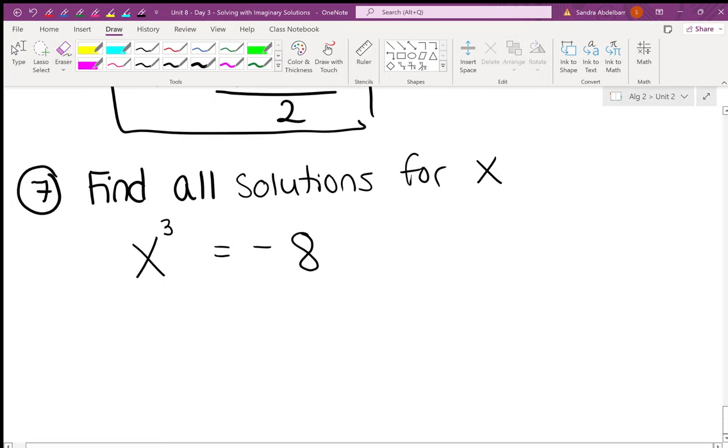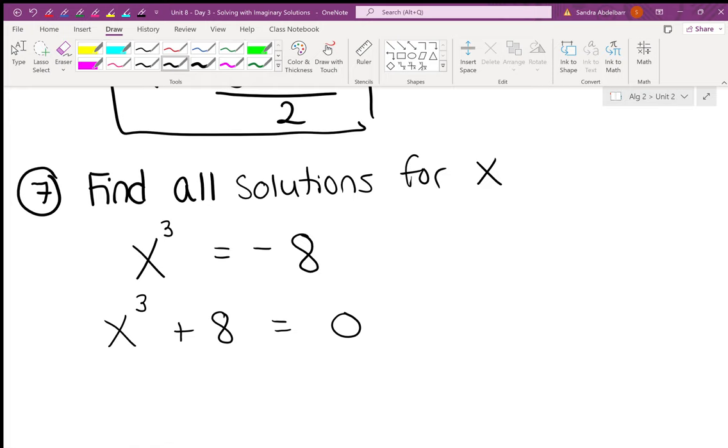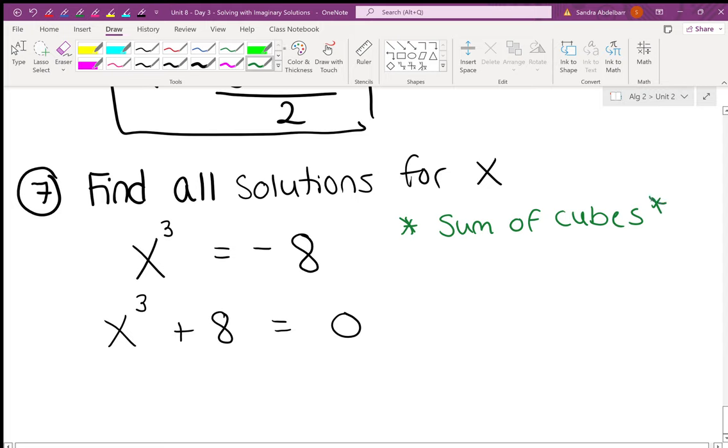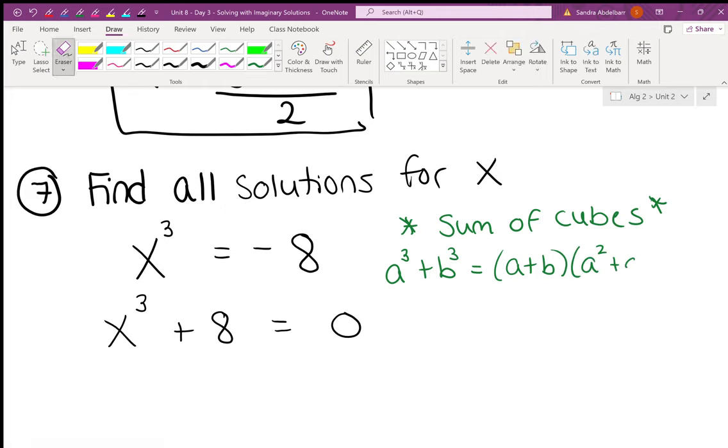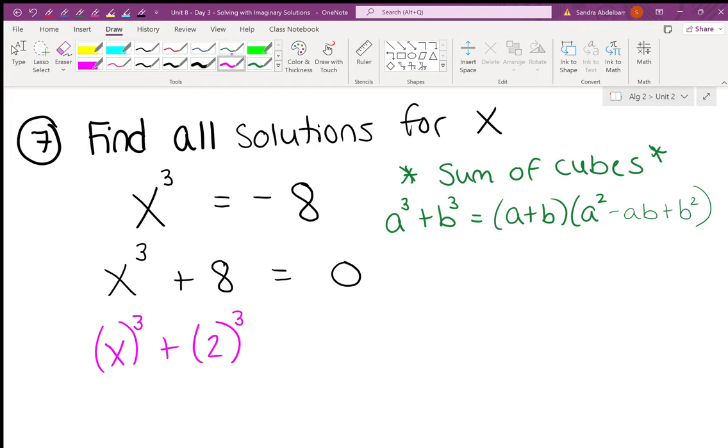What we're going to do is make this equal to 0. So I'm going to change this into x to the third plus 8 equals 0. And now what have I just created on the left side? This is the sum of cubes. When you have the sum of cubes, that means you have an a to the third plus b to the third, and we can factor that. That becomes an a plus b times an a squared, minus ab plus b squared. So do we agree this is saying x raised to the third power plus 2 raised to the third power? So this is my a cubed plus b cubed. Yes? No? Maybe? Yeah. Okay.